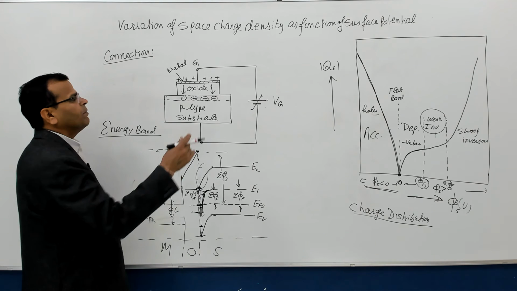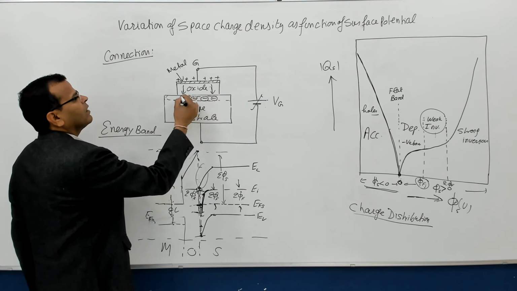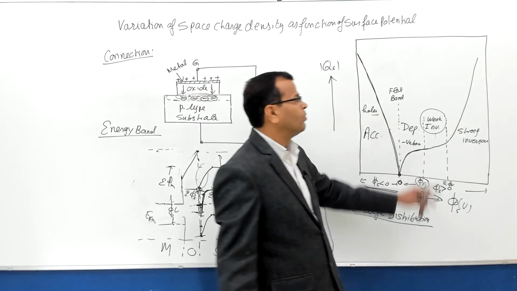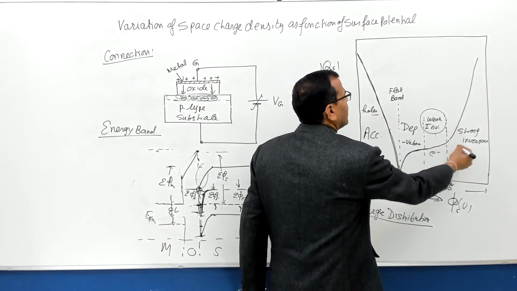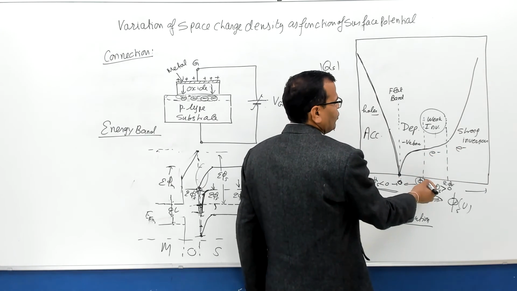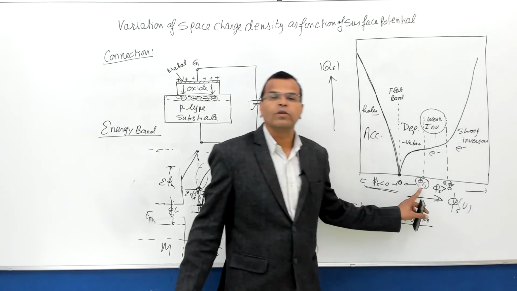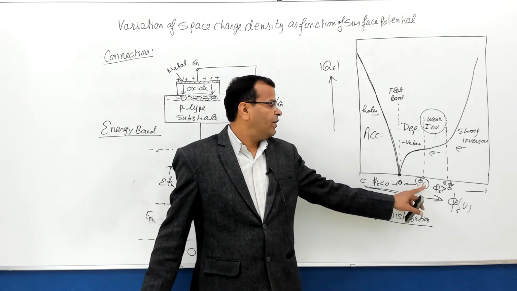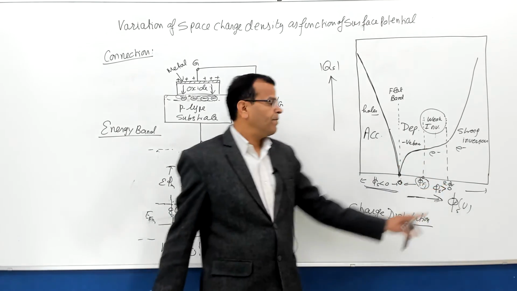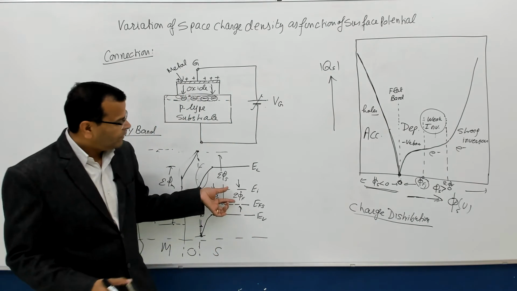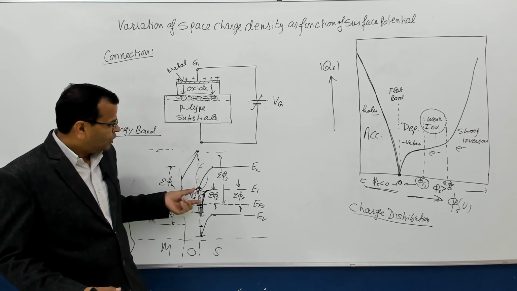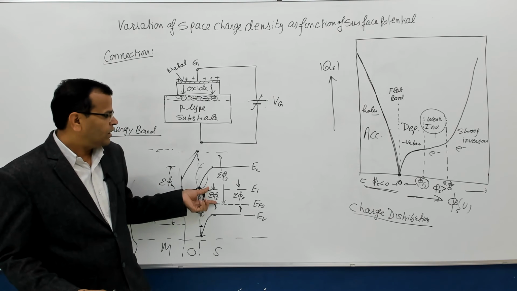Inversion means what? The material will start behaving like n-type because of accumulation of electrons here, gathering of electrons here. That comes out to be inversion mode. So electrons start gathering from this point onward, that is, when surface potential is equal to phi f. When surface potential is between phi f and 2 phi f, what is this? This is the difference between the intrinsic Fermi level and the actual Fermi level. When surface potential is from 0 to equal to this level, it is depletion mode.